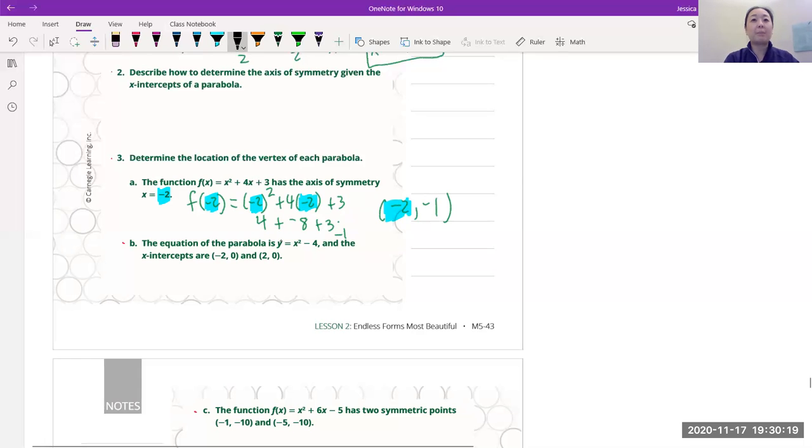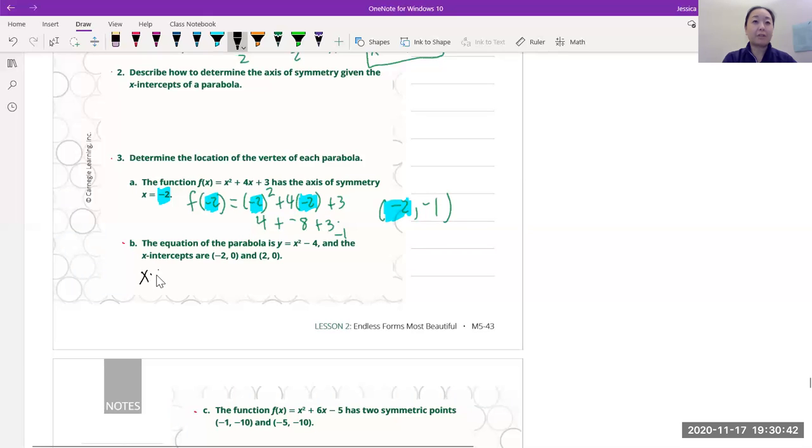All right, so let's try another one. So the equation of the parabola is this, and the x-intercepts are that. Okay, and we're supposed to find the vertex. Well, I guess we're going to have to find the AOS first, right? Well, if I know the x-intercepts, that's probably easier to calculate than the standard form way. So if one's at -2, one's at +2, it's the middle part at 0, right? So my AOS is 0.